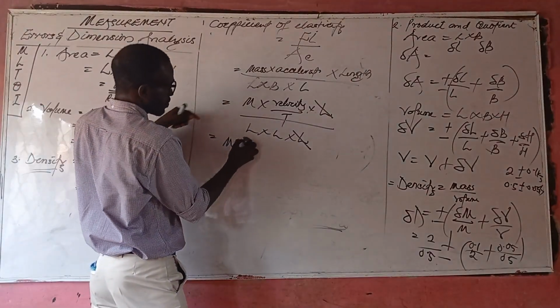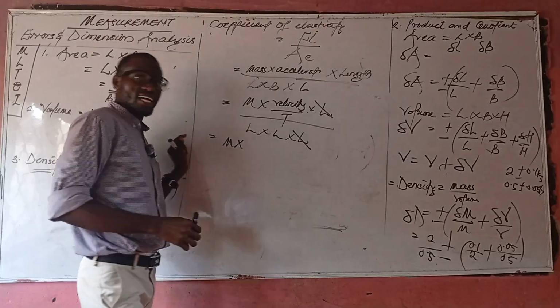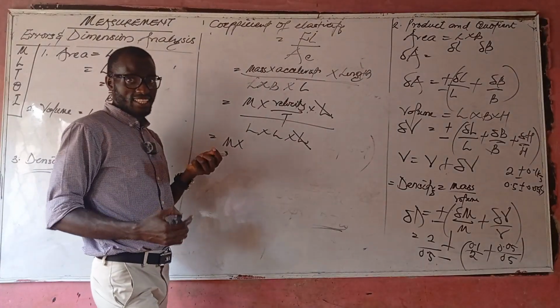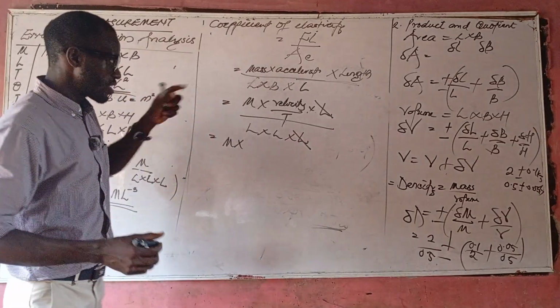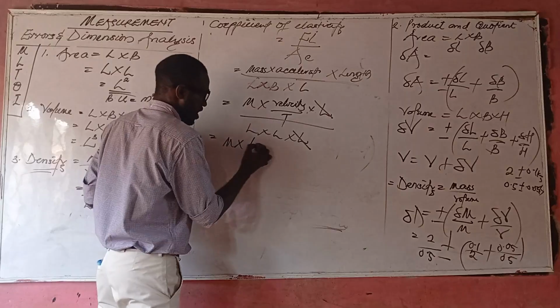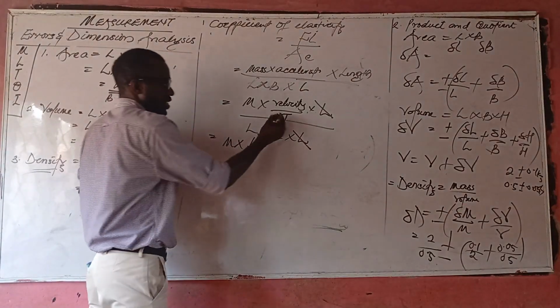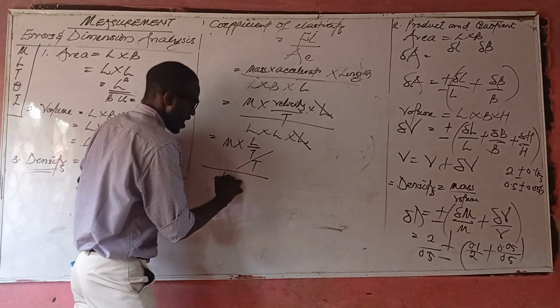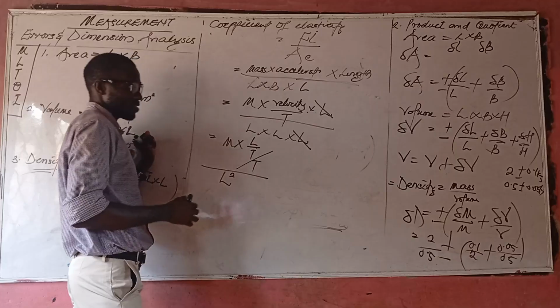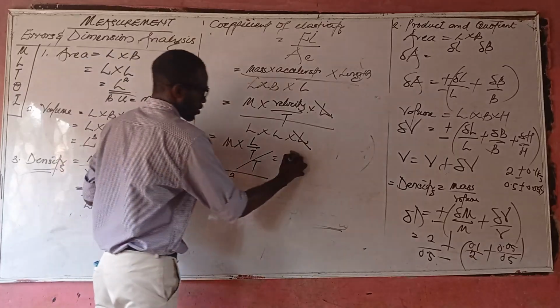This becomes m times, what's velocity? Distance over time. And distance is length. Displacement actually, right? Speed is distance. So the velocity is displacement, which is L over t. But then again over t. Then over L squared. Make sense? This becomes m.